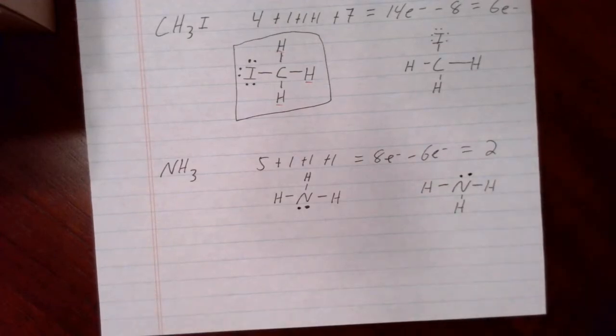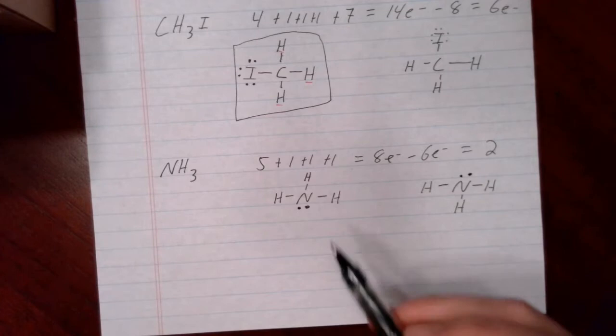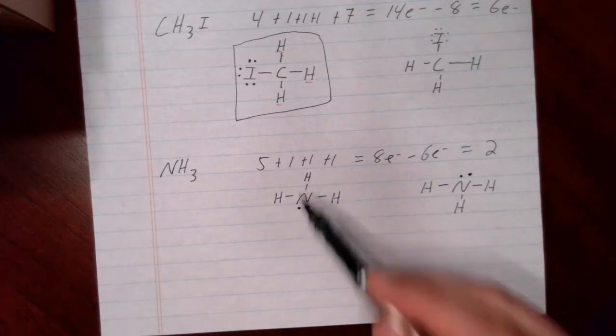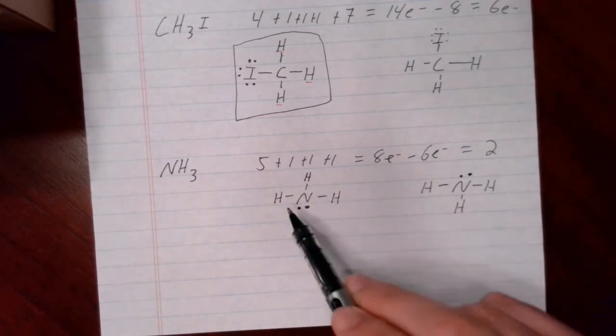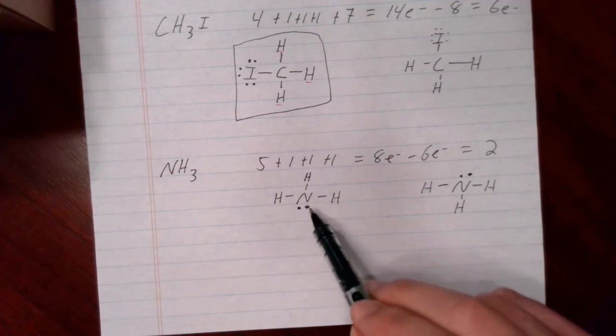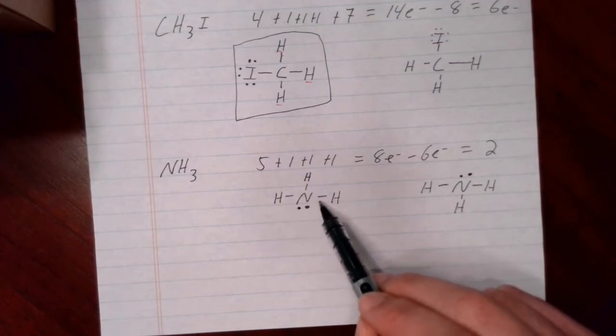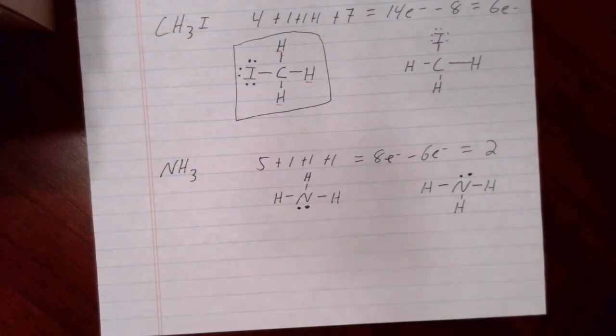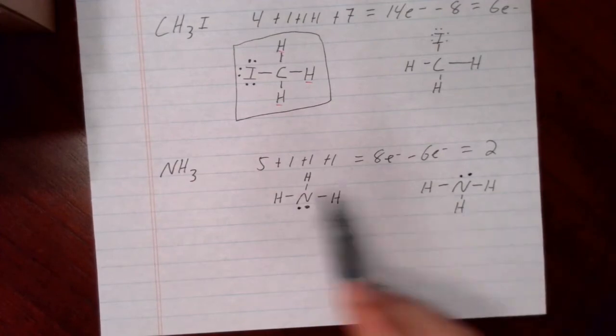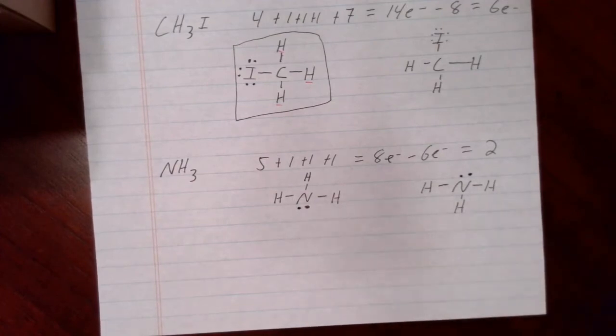Okay. So let's go back and double check. In total, I used 2, 4, 6, 8 electrons, so that's good. Each hydrogen has 2 electrons, and nitrogen has 2, 4, 6, 8 electrons, so everybody's happy. Both of these answers are equivalent, so they are both perfectly valid answers here. Either one of these is correct for the Lewis dot structure for NH3.